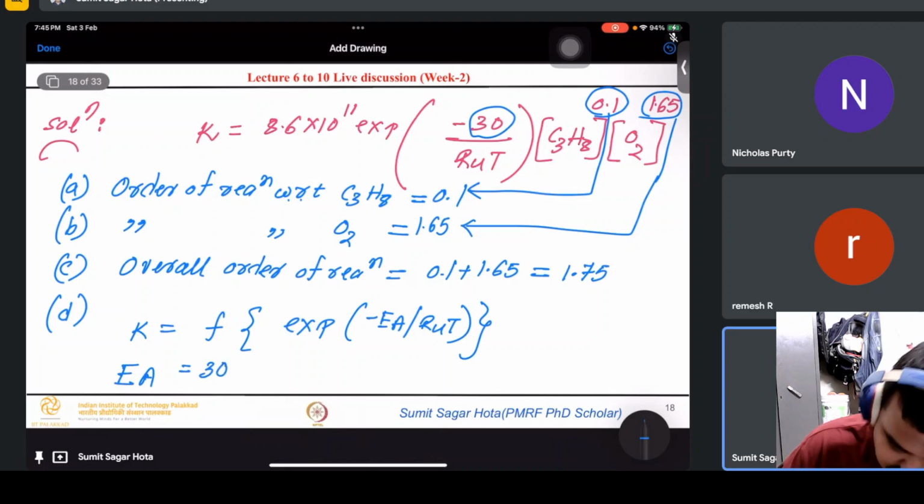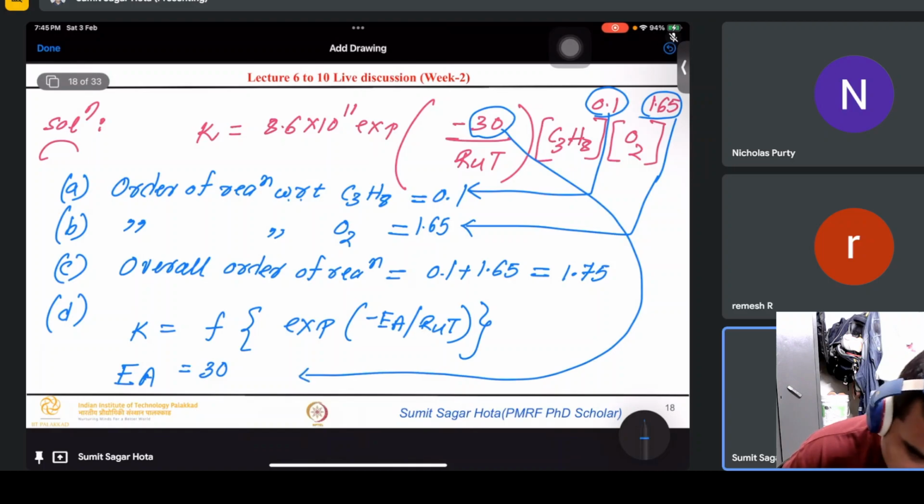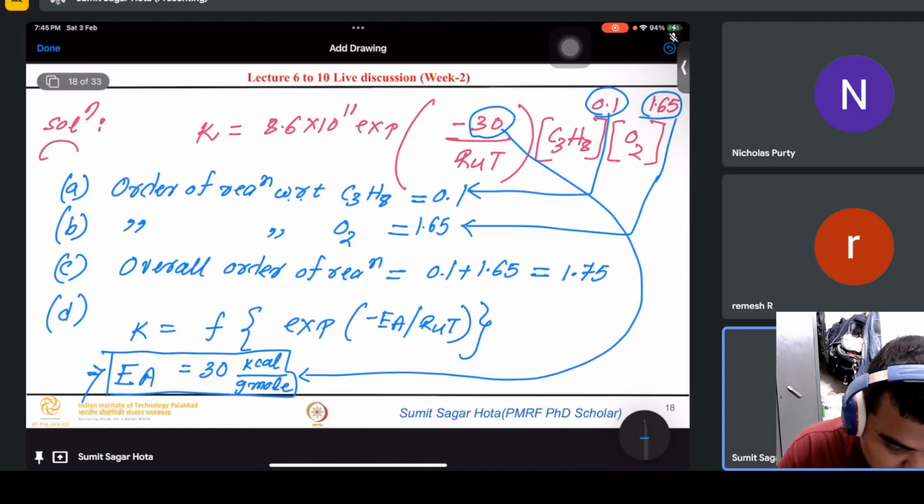But don't write minus. Right. Remember the unit. Use the unit of activity.